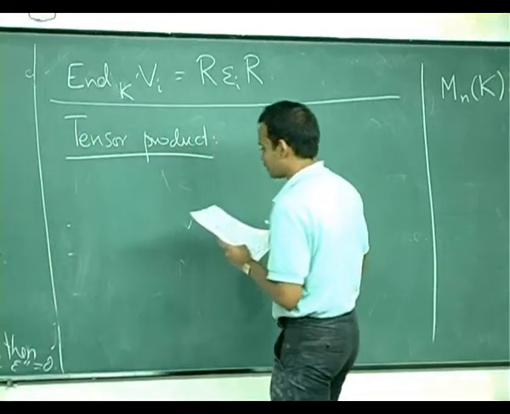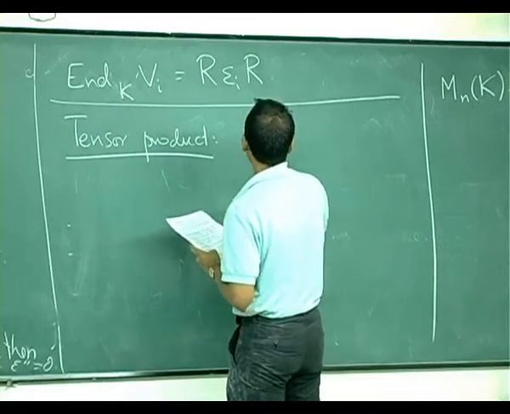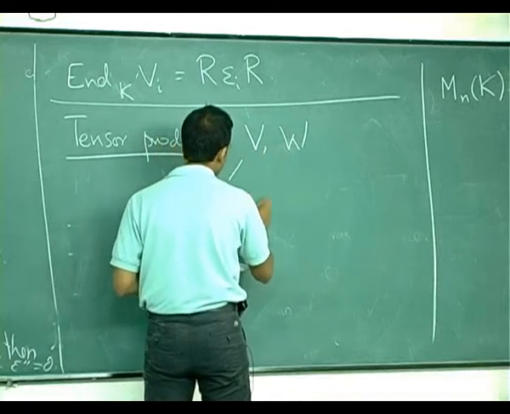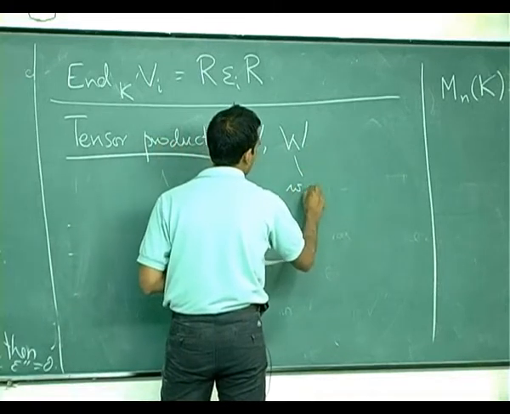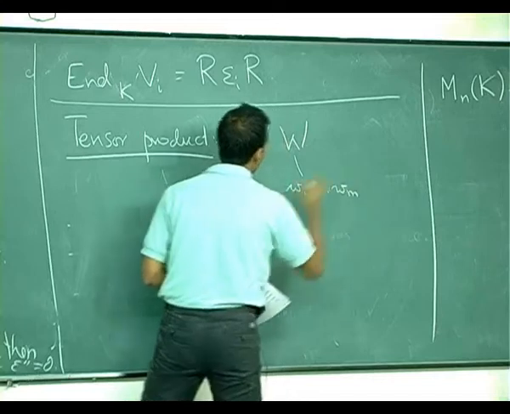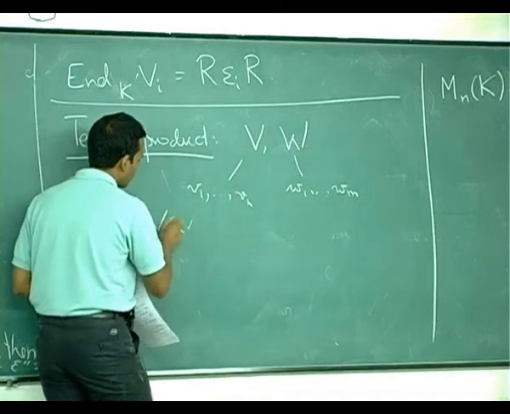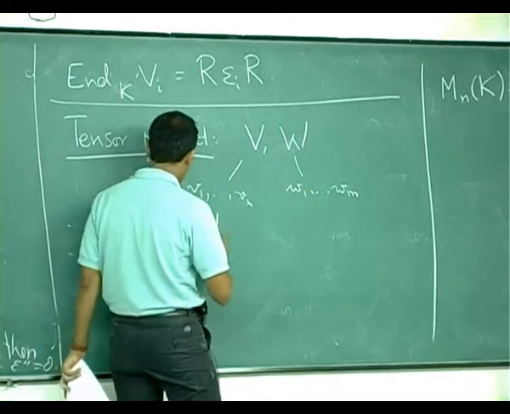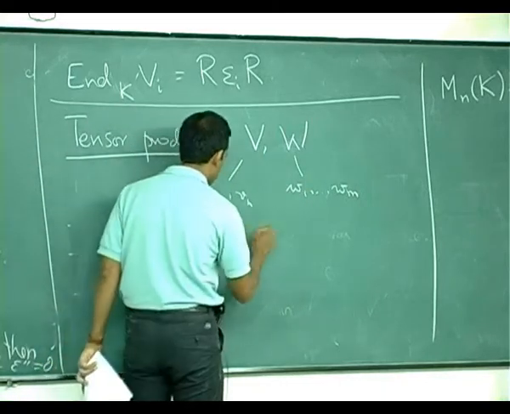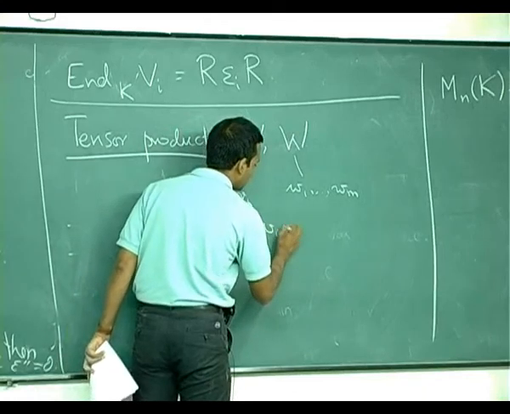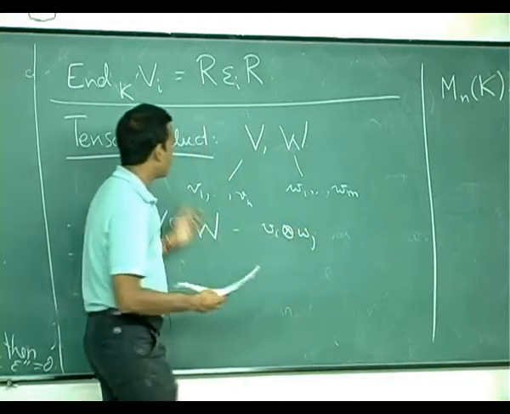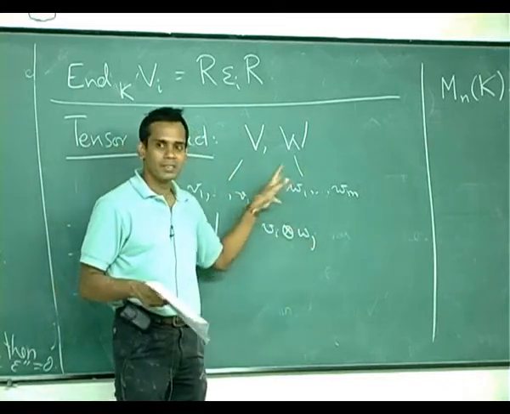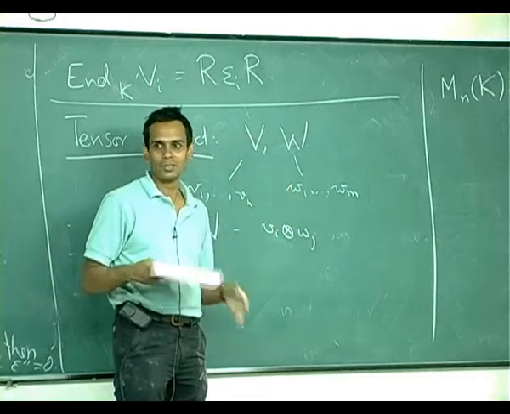So if I have two vector spaces, V and W, finite dimensional, let's say V has basis V1 up to Vn and W has basis W1 up to Wm, then traditionally we just think of the tensor product as the vector space with formal basis given by symbols Vi tensor Wj, where i goes from 1 to n and j goes from 1 to m. And this is how mathematicians and physicists have worked for a long time.